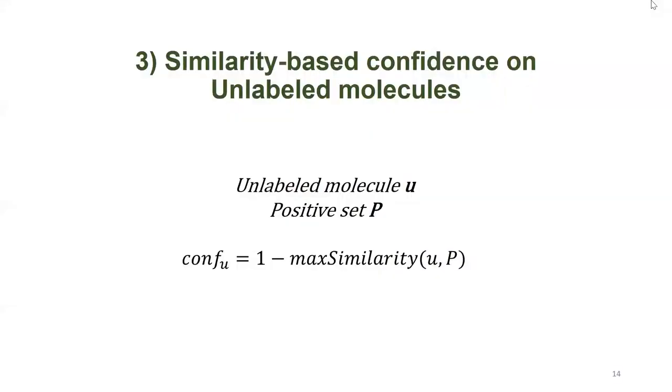Then the third contribution is pretty straightforward. Instead of considering unlabeled molecules to be simply negative, we consider them to be negative up to a certain percentage of confidence. We define this confidence via similarity information. The general idea is that the more similar an unlabeled molecule is to the positive molecules, the less confident we are about it being negative. It goes the other way around: if it's not very similar to the positives, then we're more confident that it is negative.